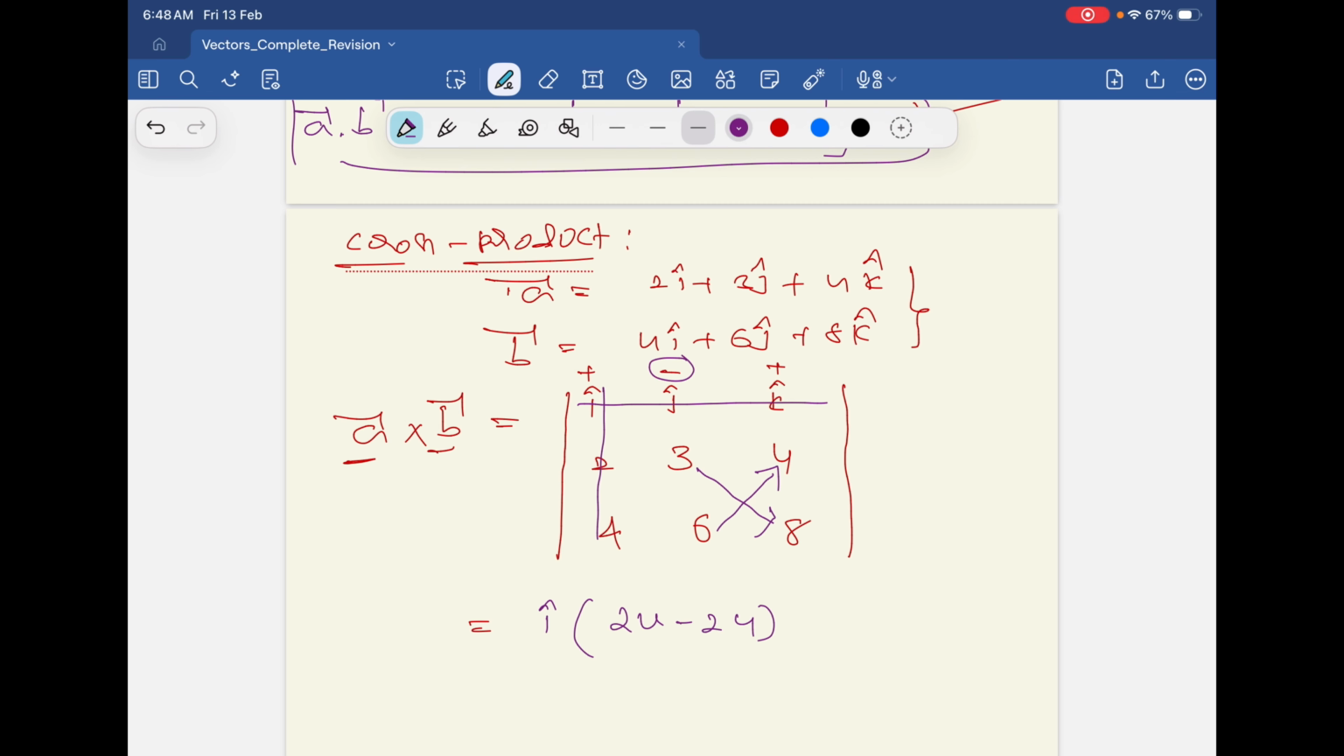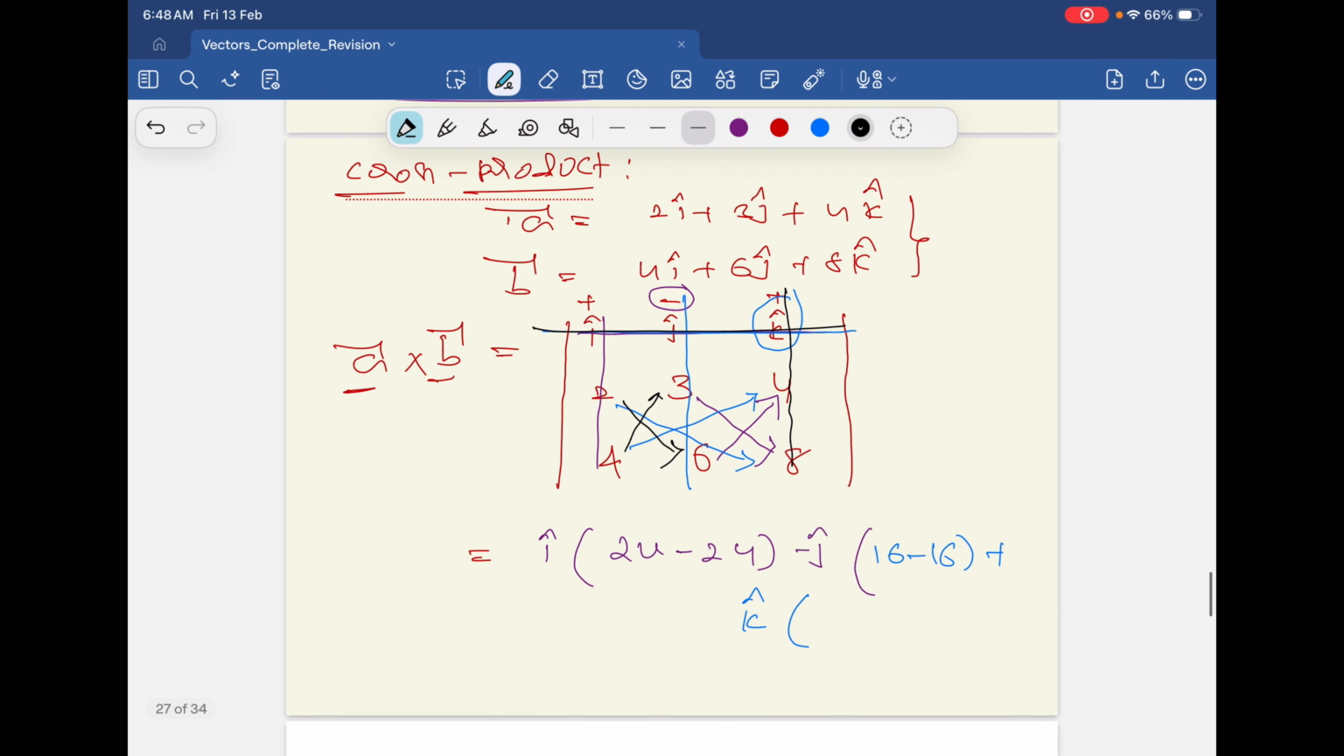Next, minus is here, so take minus j cap, same story. In which row and column j is existing, forget that row and column. Remaining elements are 2 and 8, and 4 and this one. So 2 8s are 16, minus 4 4s are 16. So plus k cap you have to write. Third, the same story again: in which row and column k is there, forget that particular row and column. Remaining elements: 2 6s are 12, 3 4s are 12.